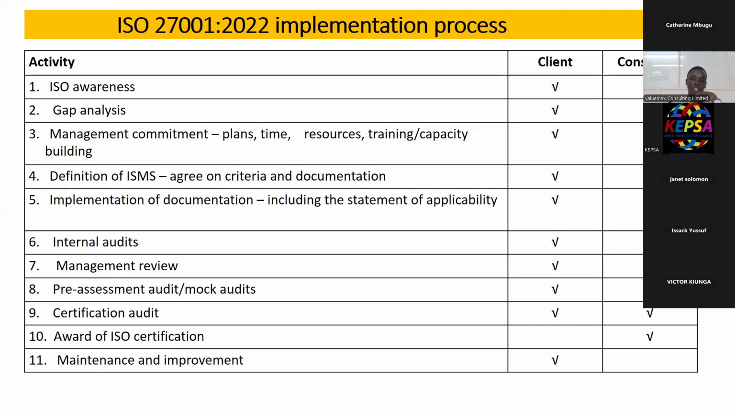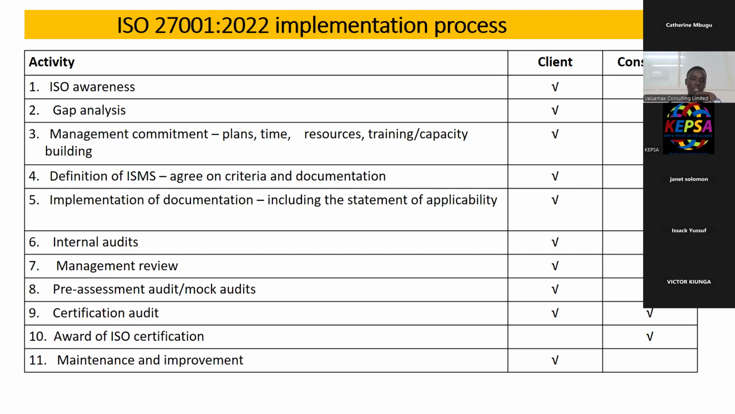So you have to select the controls that work for you. Then after that, we also do the internal audits. Internal audit is very, very important in any ISO standard. It's a requirement for ISO certification. So once we do the internal audit, now we do the management review.